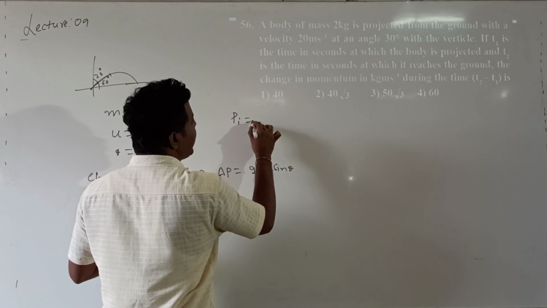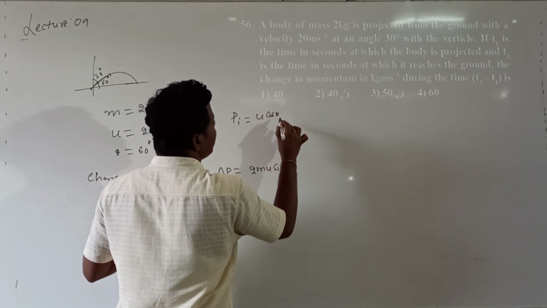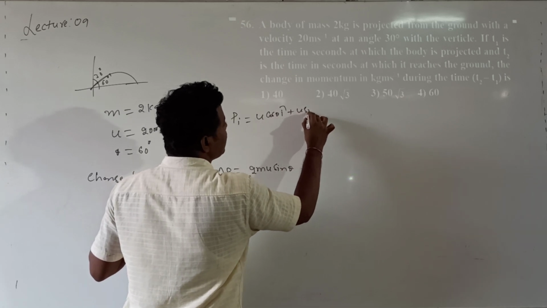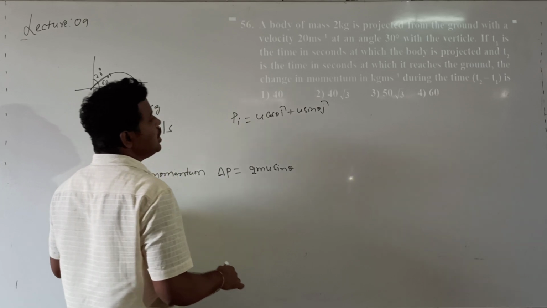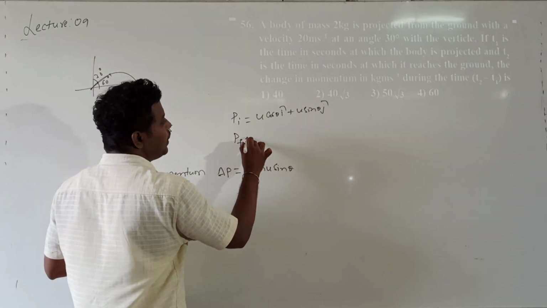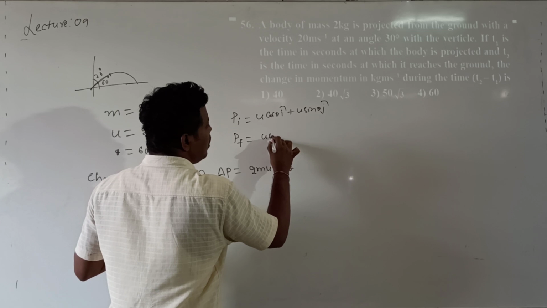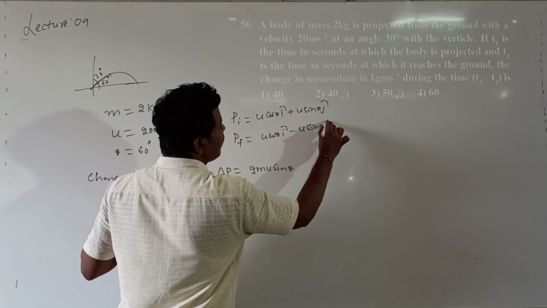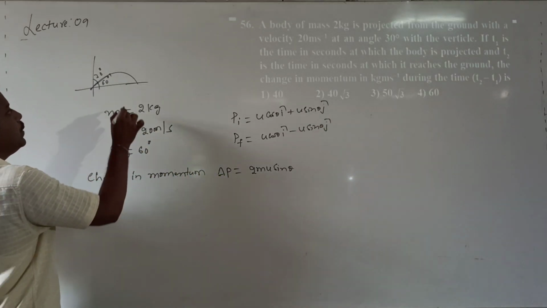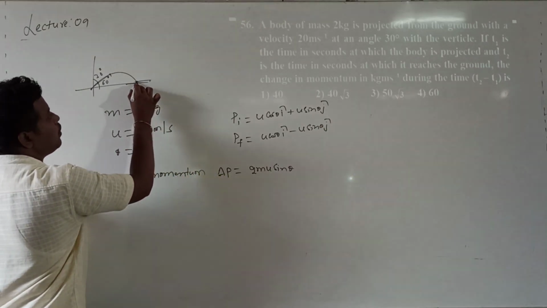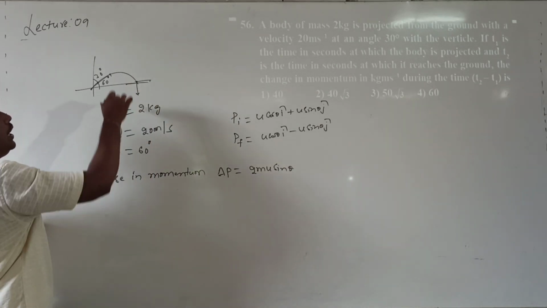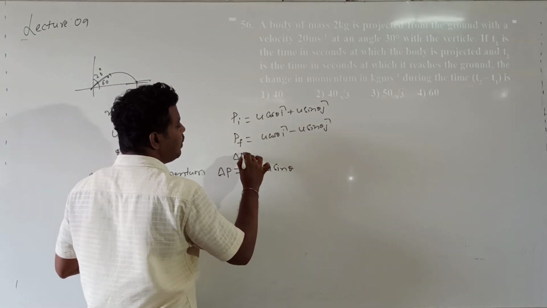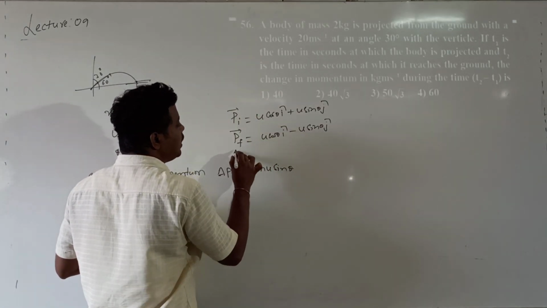Initial momentum is given by p_i equal to u cos theta into i cap plus u sin theta into j cap. This is the initial momentum. Final momentum is given by u cos theta into i cap minus u sin theta into j cap. Why is it minus here? When it reaches the ground, this is the horizontal component of velocity, this is the vertical velocity, and the vertical velocity is negative along the negative y-axis. Then the change in momentum is given by, this is the value of p_i bar.